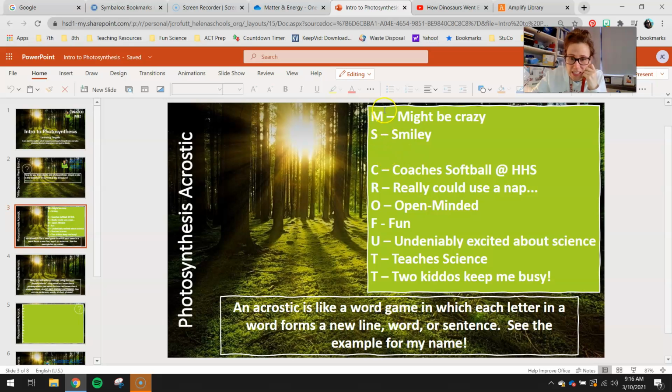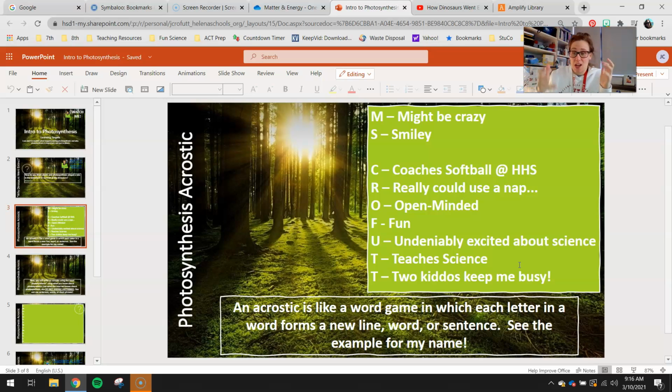So you can see spelling it down, Miss Crawford. So might be a little crazy. The S is for smiley. C, coaches softball at HHS. So it doesn't necessarily have to be a personality trait. It could be just something that I do, something about me. Okay, R, really could use a nap right now. Open-minded, fun, undeniably excited about science, and then my T's were teaches science, and then 2 kiddos at home keep me busy. So now you guys kind of learned a little bit about me.